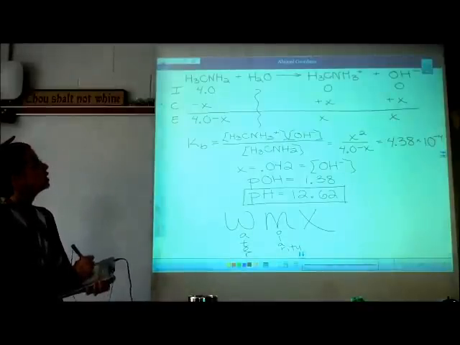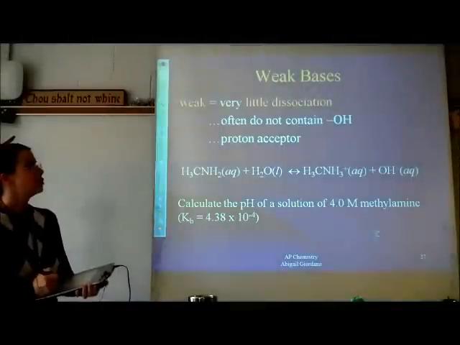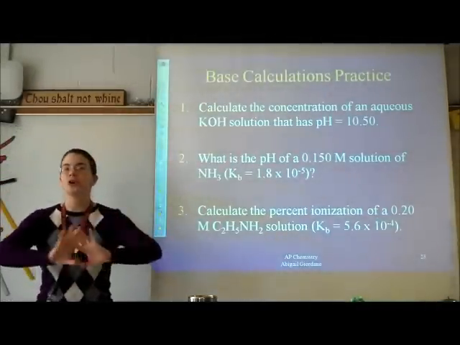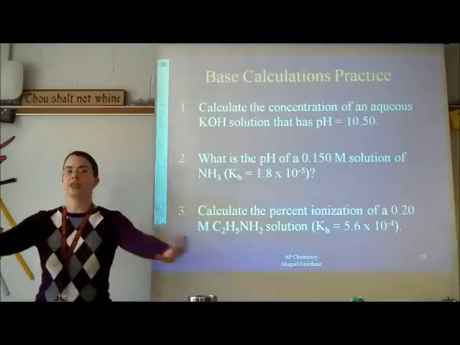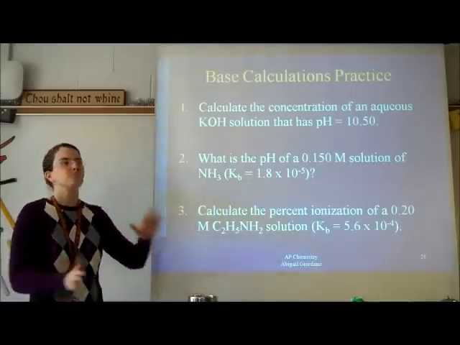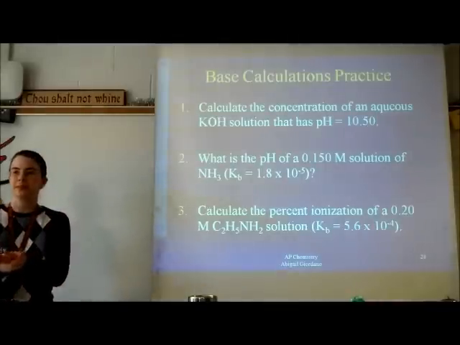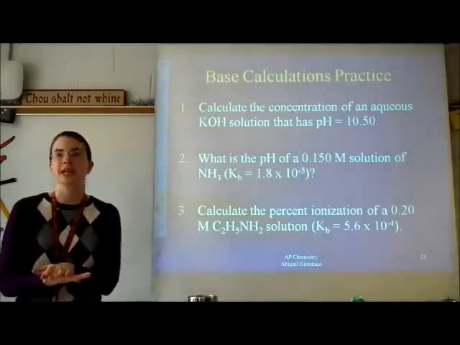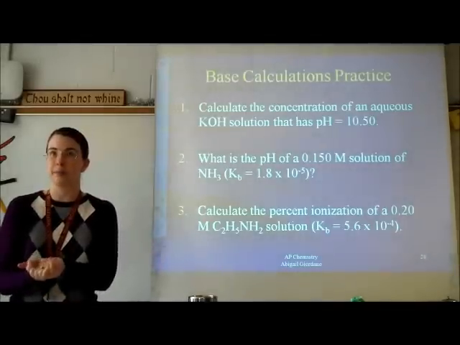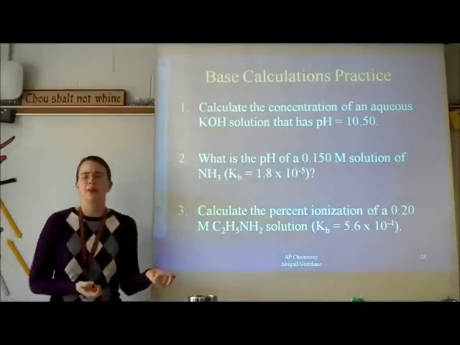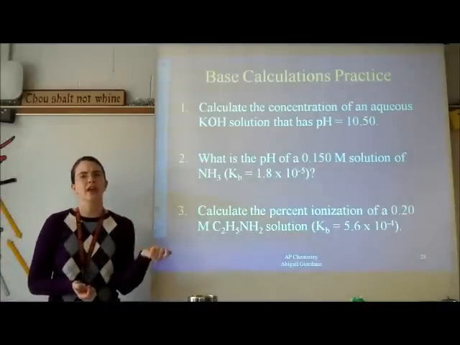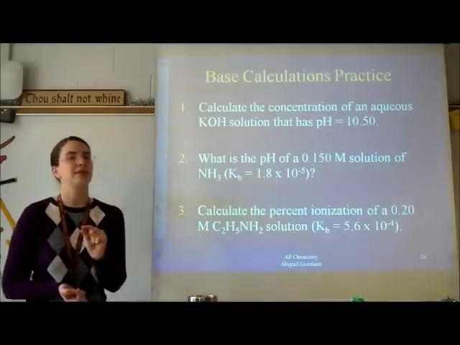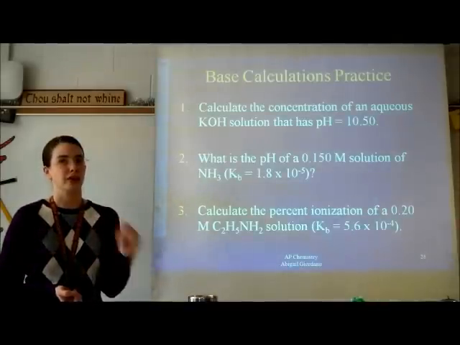So, what I want you to do, I want you to try these on your own. Before you start reading or calculating, let me just say one thing. If you have a weak base, just like when you had a weak acid, it's a WOMIX problem. It's an ice table problem. Did we use ice tables for our strong acids last class? No. That means you don't need to do that for strong bases either.